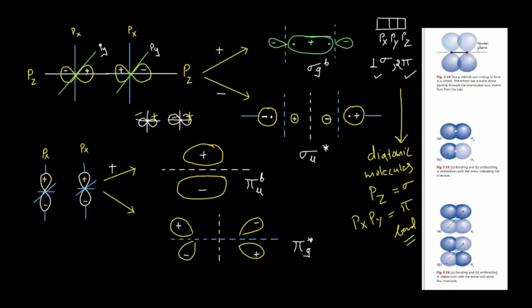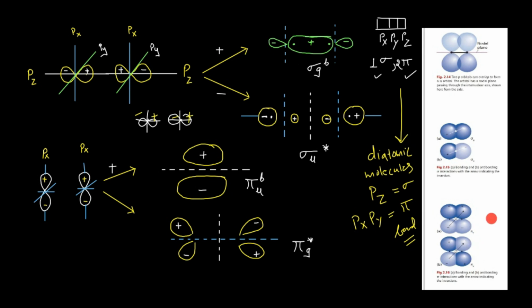So it is ungerade anti-bonding. Here you can see in that case, this is plus, this is also plus, right? This is minus, this is also minus. Clear? And this is your ungerade one, right? And this is the gerade one.